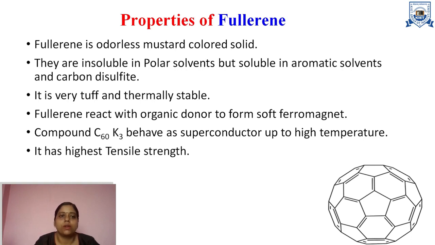Properties of fullerene. Fullerene is an odorless, mustard color solid. It is insoluble in polar solvents but soluble in aromatic solvents and also soluble in carbon disulfide. It is very tough and thermally stable. It reacts with organic donors to form a soft ferromagnet compound. C60K3 behaves as a superconductor up to very high temperature. It has the highest tensile strength.